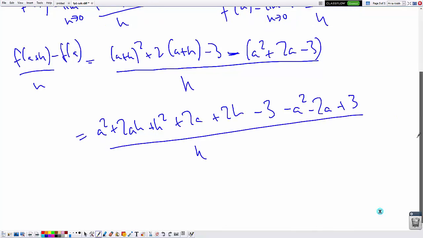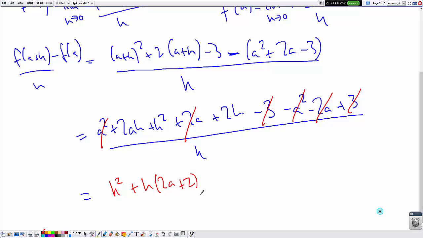Now we just need to simplify and do the actual cancellation, divided by h. Hopefully some things just cancel each other out. We've got plus 3 minus 3, plus 2a minus 2a, and a squared and minus a squared. They cancel each other out. So what do we have left? We've got h squared plus 2h plus 2ah. Let's factorize out the h. Inside I've got h plus 2a plus 2. You could have factorized out the 2 as well, but the h now just cancels, and that gives you h plus 2a plus 2.